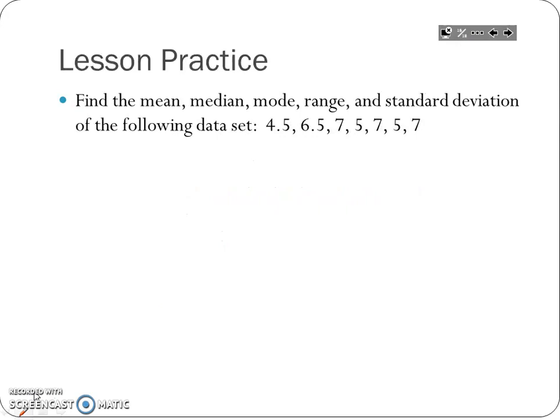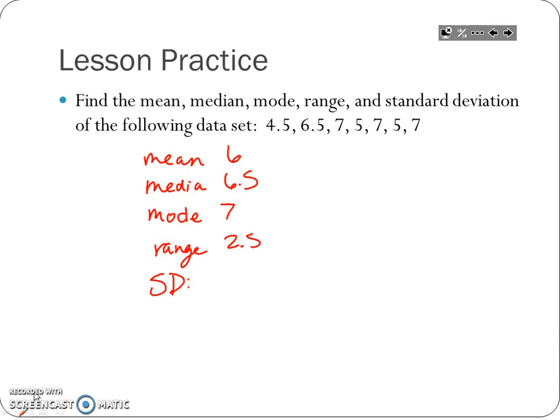And that is it for our last lesson. We have a lesson practice. Find the mean, median, mode, range, and standard deviation for this set of data here. Your mean should be 6. Your median should be 6.5. Your mode should be 7. Your range should be 2.5. Your standard deviation should be 1.04. Okay, all those are pretty much approximate.